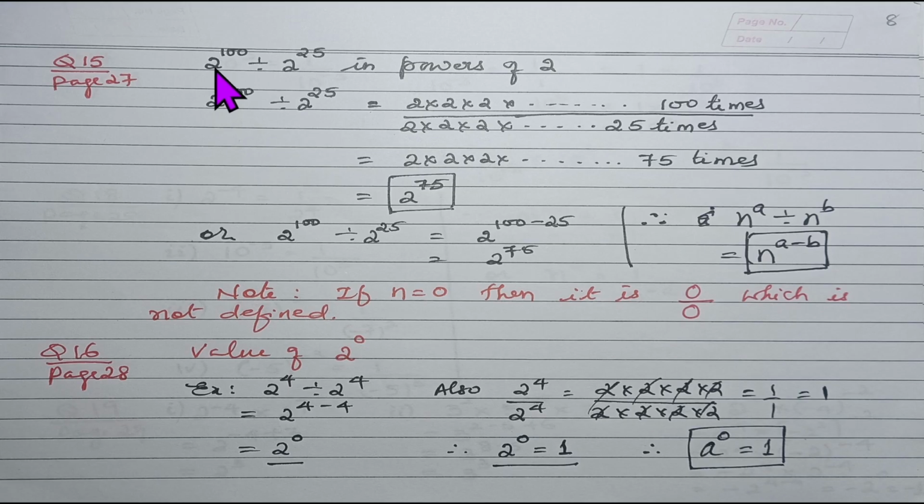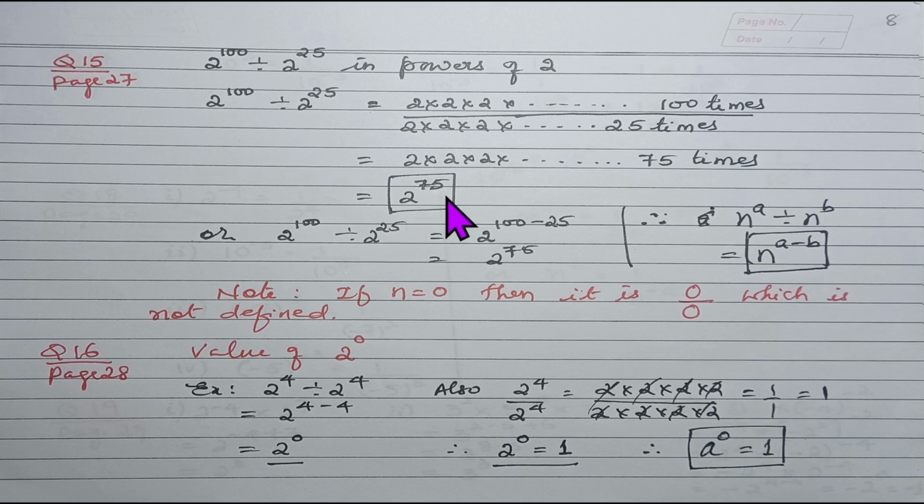Now coming to question number 15, page number 27, 2 raised to 100 divided by 2 raised to 25. We have to express it in powers of 2. Now one method: 2 raised to 100 means 2 is multiplied 100 times, 2 raised to 25 means 2 is multiplied 25 times, and we have to divide one by the other. When we divide, 25 2's get cancelled in the numerator, and 75 2's remain, and therefore 2 into 2, 75 times becomes 2 raised to 75.